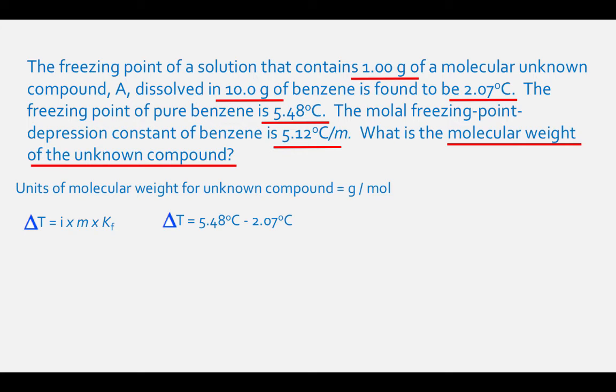The change in freezing temperature is 5.8 degrees Celsius minus 2.07 degrees Celsius, which equals 3.41 degrees Celsius. The Van Hoff factor for the unknown solute is 1 because it is a molecular compound which will not dissociate in water. Now we can calculate the molality of the solute. 3.41 degrees Celsius equals 1 times our unknown molality times 5.12 degrees Celsius per molal.